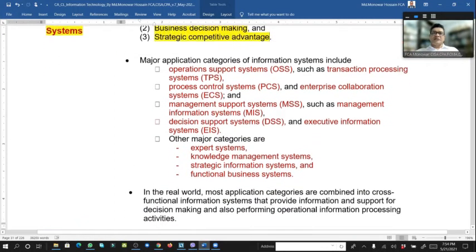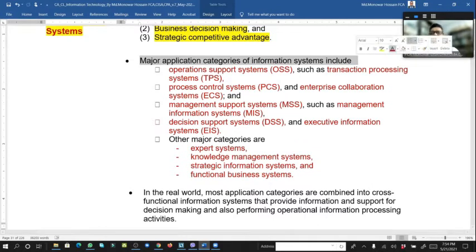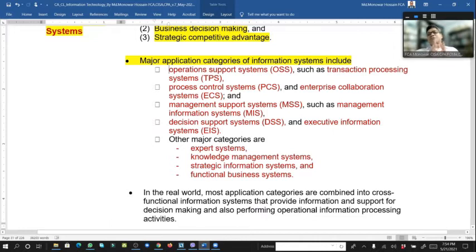Major applications are here. Information systems include operation support system, OSS, transaction processing system, TPS, process control system, PCS, enterprise collaboration system, ECS, management support system, MSS, and management information system, MIS, decision support system, DSS, executive information system, EIS, and other major categories are expert system, knowledge management system, strategic information system, and functional business system.